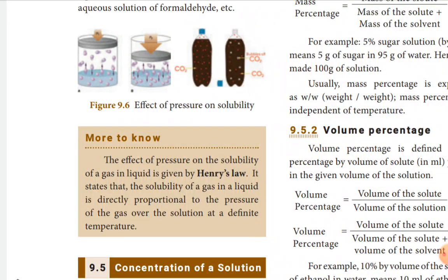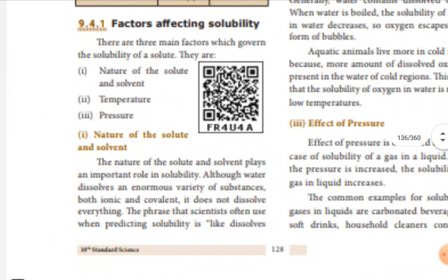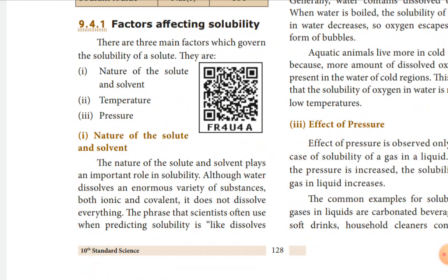It states that solubility of gas in liquid is directly proportional to the pressure of the gas over the solution at a different temperature. So simply you can write that solubility of gas is directly proportional to the pressure of the gas. That means solubility increases when pressure increases, and solubility decreases when pressure decreases. So these are the three important factors which affect the solubility of a solid, that is nature of solid and solvent, temperature and pressure.